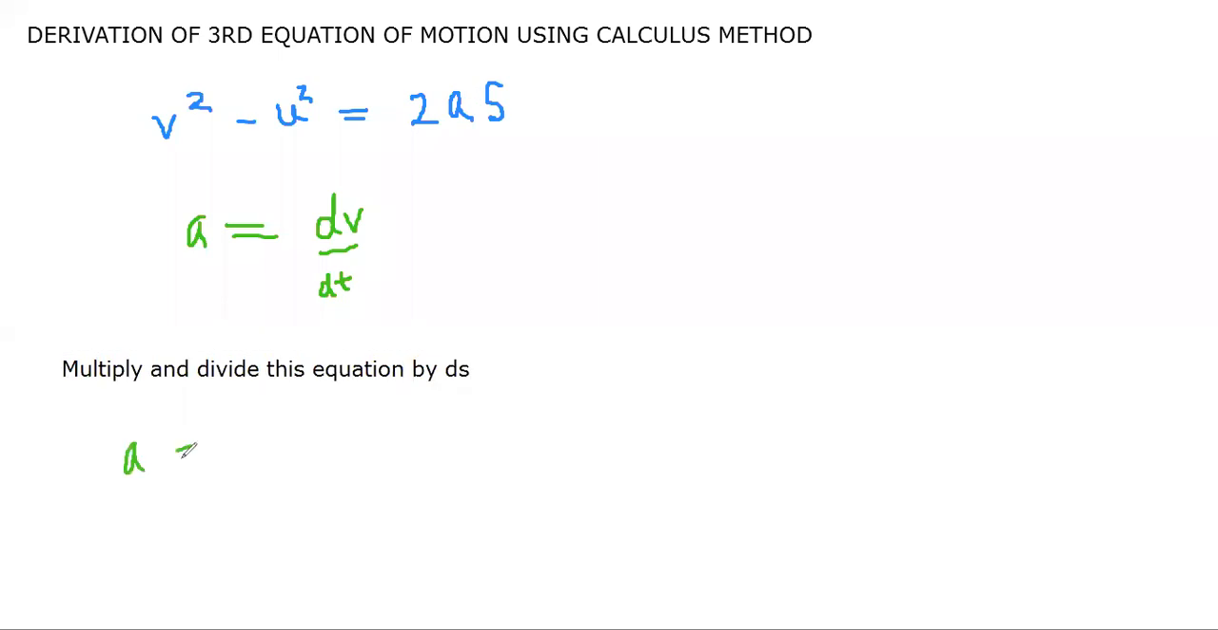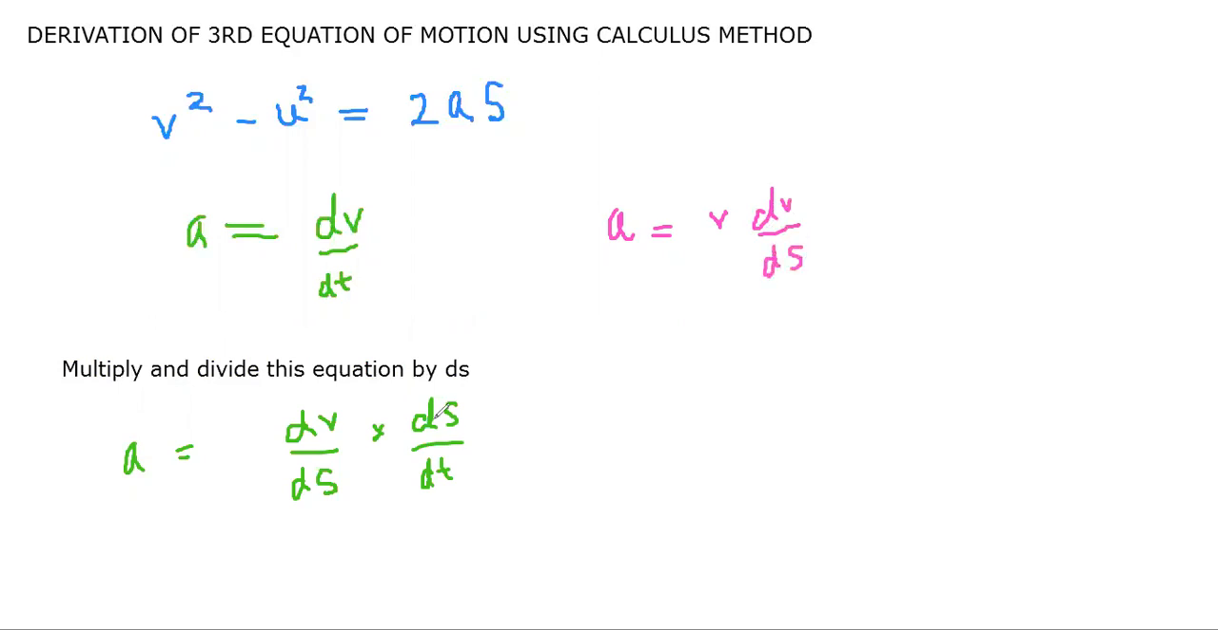So a is equal to dv by ds multiplied by ds by dt. What I have done is just multiplied and divided by ds. Now ds by dt is the formula of velocity, right? So a is equal to v dv by ds.